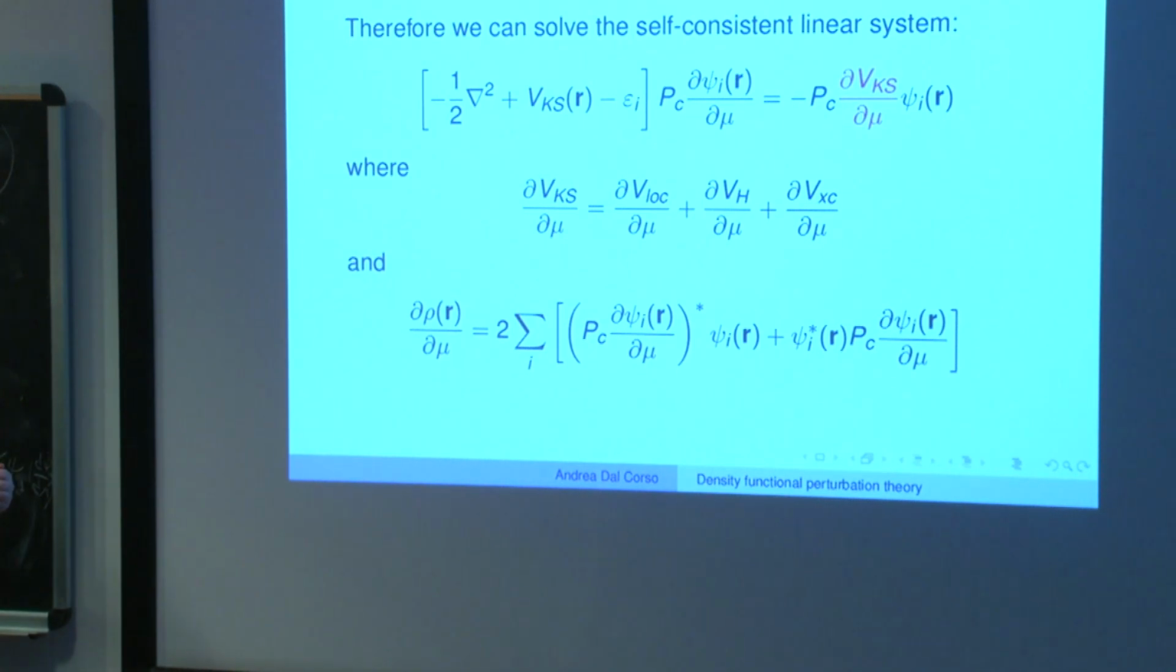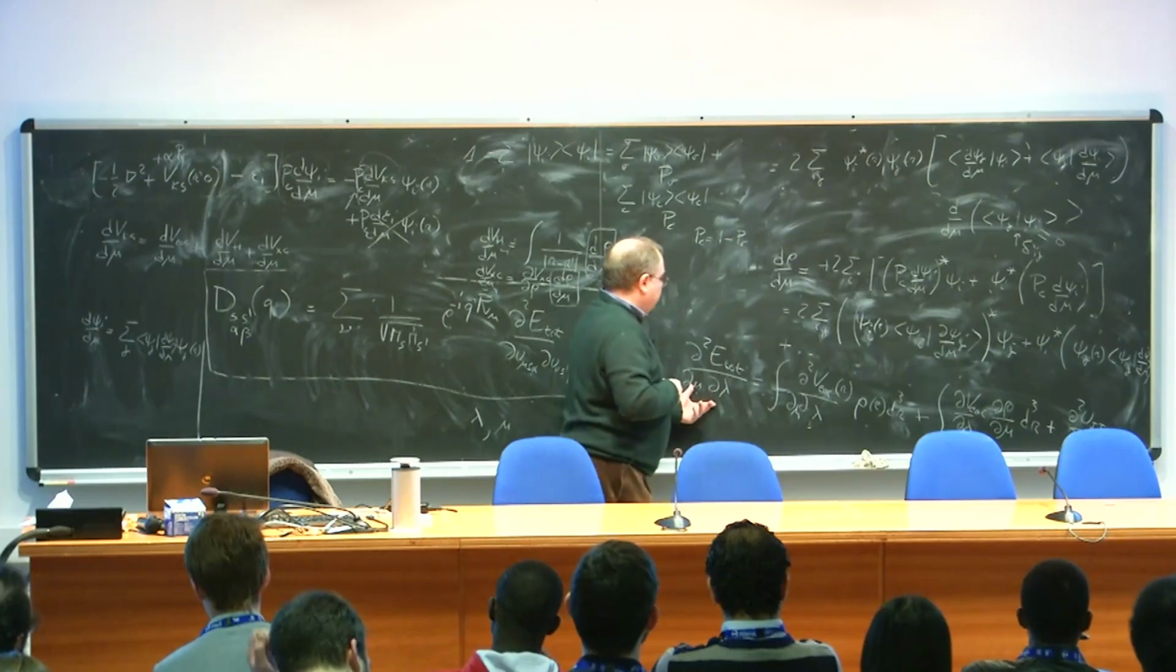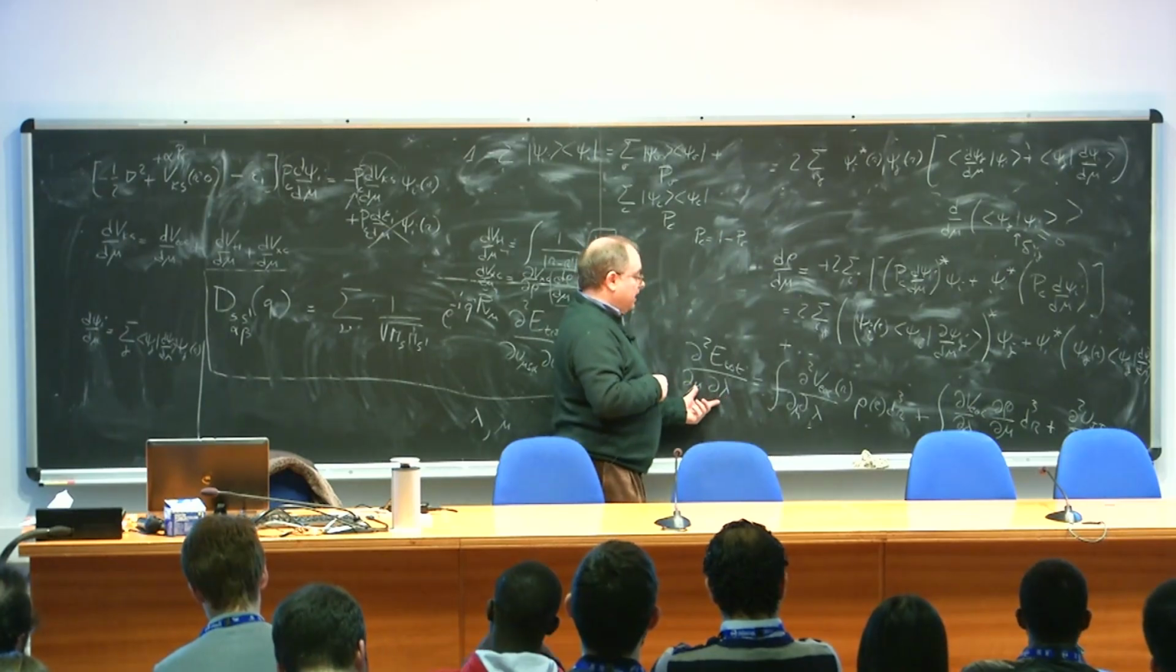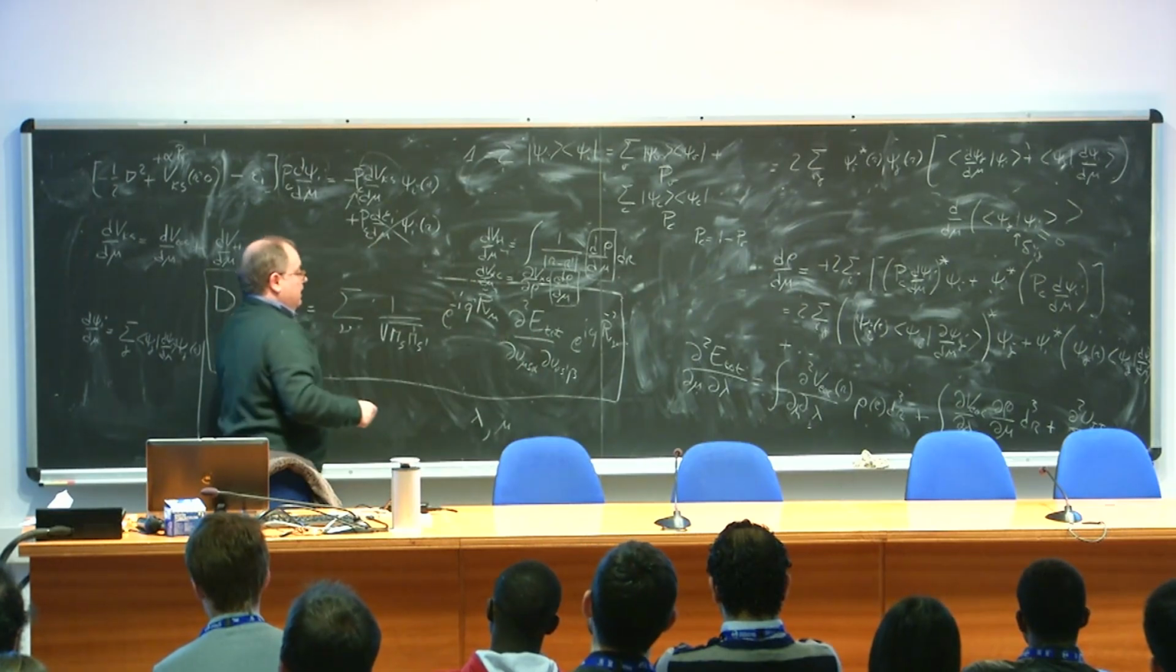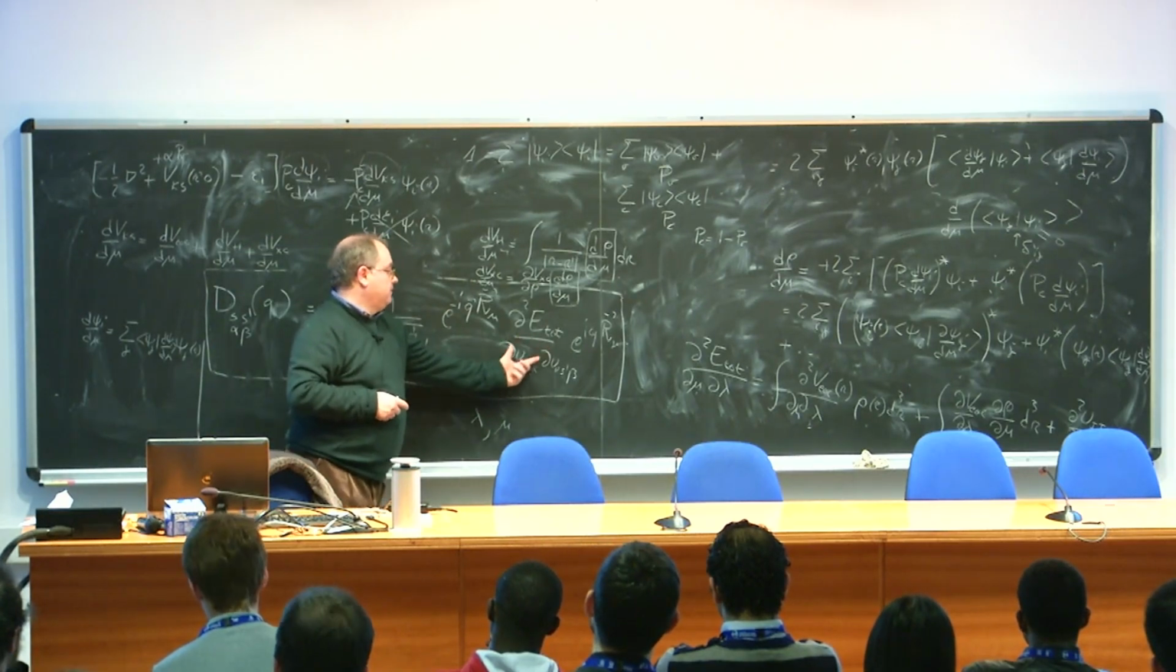Okay, but now the problem is that we want to calculate the dynamical matrix and not just a generic second derivative of the total energy with respect to two parameters. And the dynamical matrix is written here.